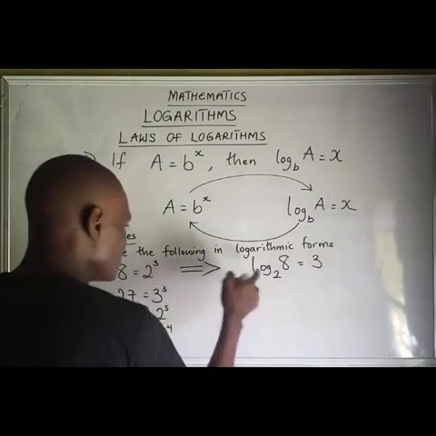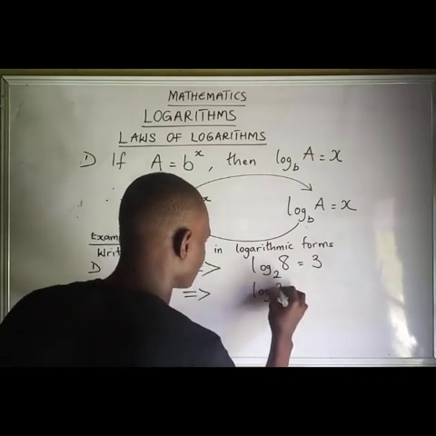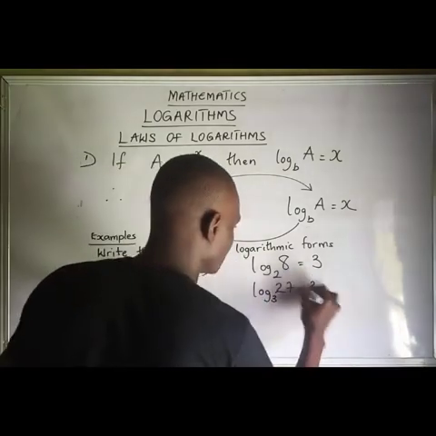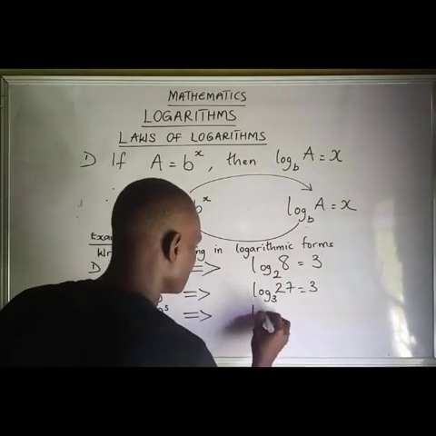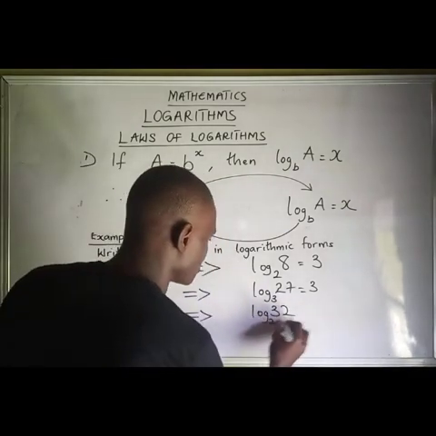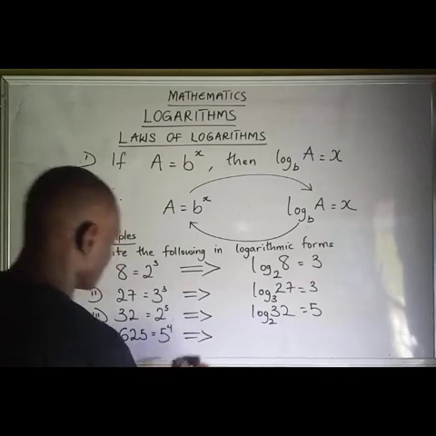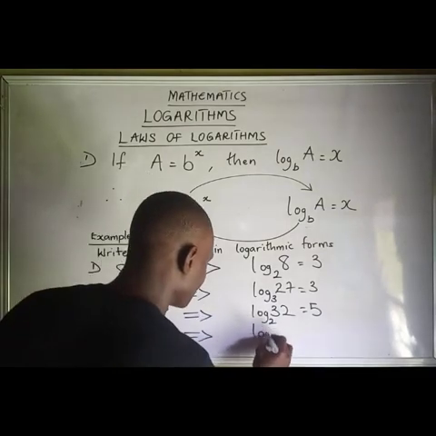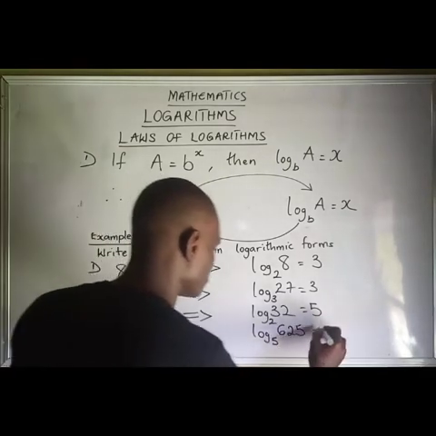What about this? From this example we have done, I believe you also can tell me that this is going to become the logarithm of 27 to the base of 3 is equal to 3, the exponent. What about this? I believe you will also agree with me that this is going to become the logarithm of 32 to the base of 2 equals 5. And lastly, this one. We know that 625 can be written as 5 to the power of 4. Then we can write that the logarithm of 625 to the base of 5 is equal to 4.